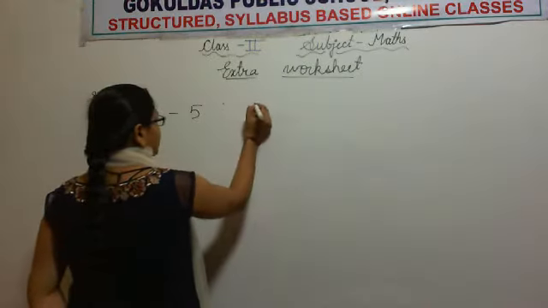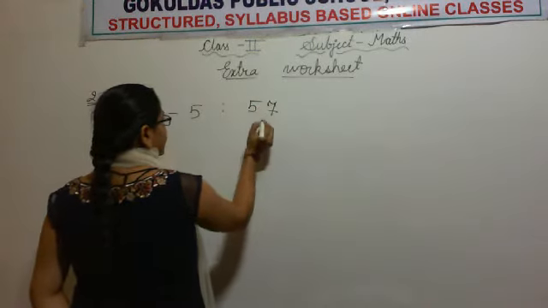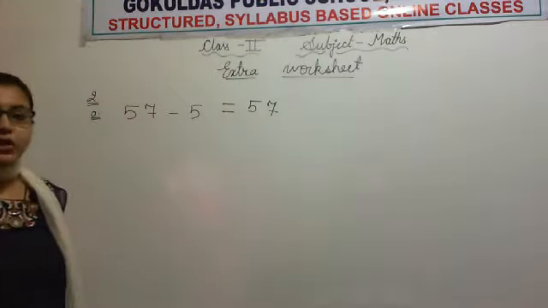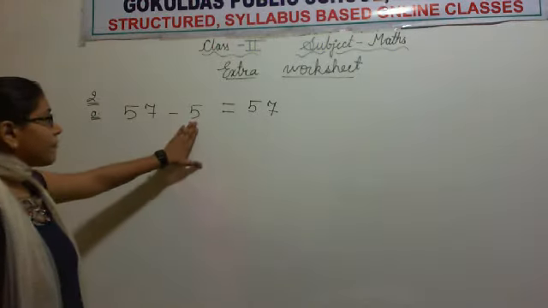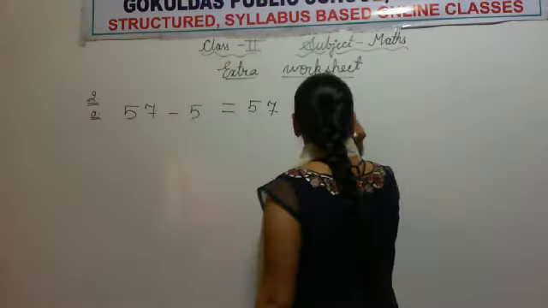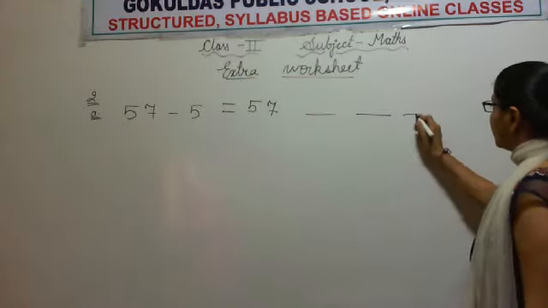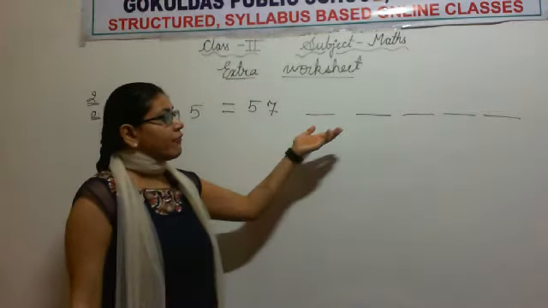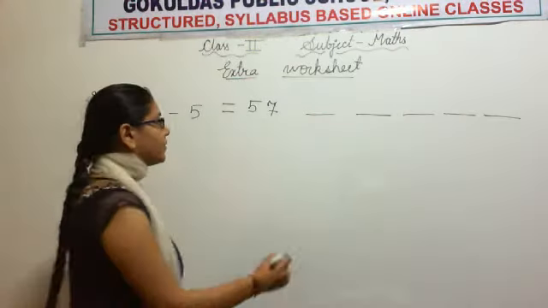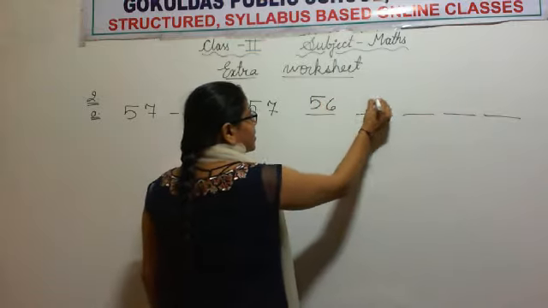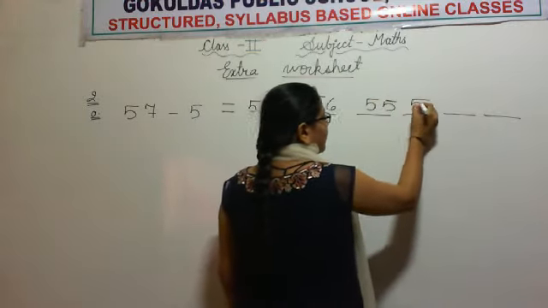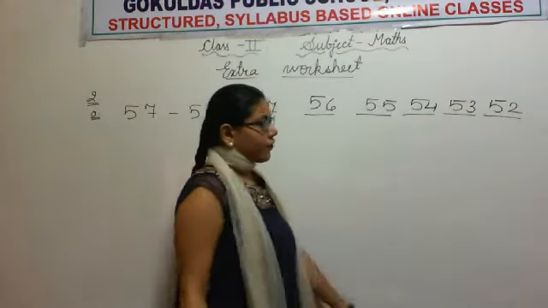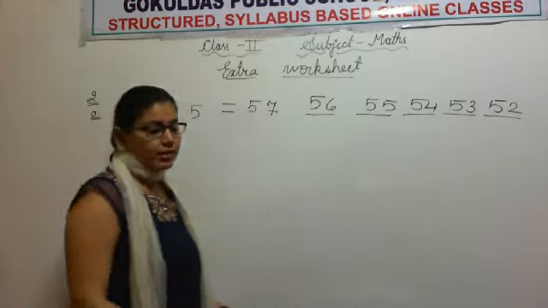For solving this, first of all we will write 57, or in the place of these dots we can put equals to marks also. Now minus 5 is there, so first of all we will make 5 blanks. 1, 2, 3, 4, 5. Now let's write the counting. 56, 55, 54, 53 and 52. So 52 is our answer. Okay, students?